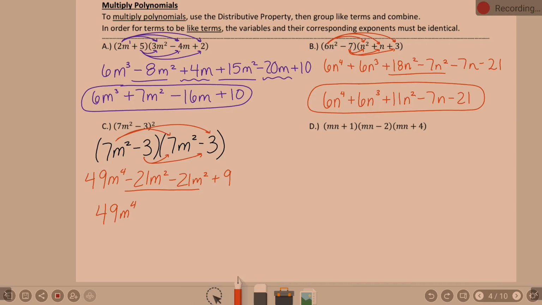So, okay. Negative 21 minus 21. Those are not opposite signs, so they don't cancel. So minus 42m to the second, and then the plus 9.